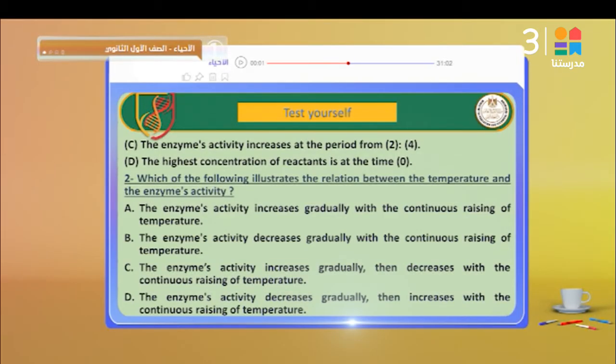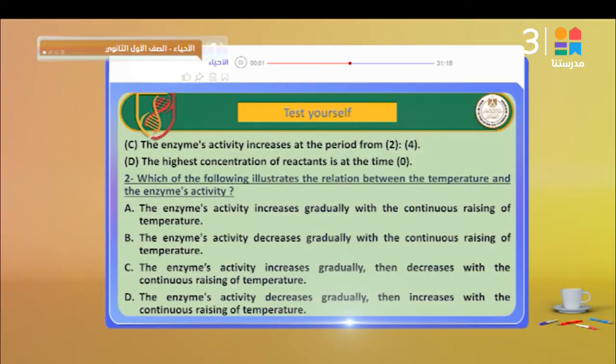That's right. B, the enzyme activity decreases gradually with the continuous rising of the temperature. Not appropriate, not logical. Why? The enzyme activity increases with increasing temperature to a certain limit until reaching the optimal temperature, then it decreases. The enzyme activity increases gradually, then decreases with the continuous rising of the temperature. That's right. The enzyme activity increases gradually.